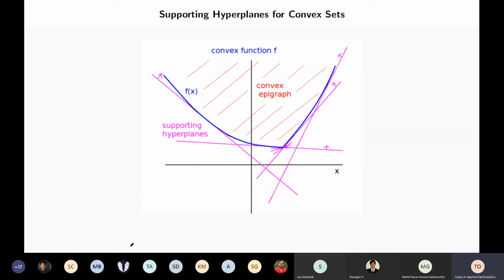Okay, so if we now translate our convex set to the epigraph, right? So now we translate our intuition to functions. Supporting hyperplane, let us say, for a function. Now we know that if a function is convex, the epigraph, which is the region around this, shown by the line here, is a convex epigraph. So that's something we know. If it's a convex function, then the epigraph is convex. Now, as a set, the epigraph is a convex set.